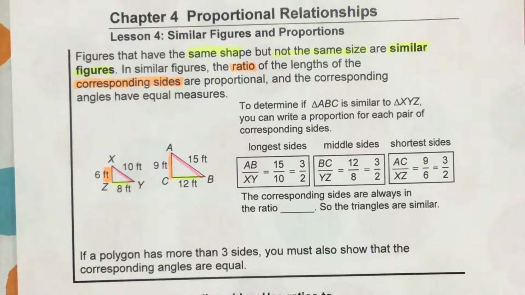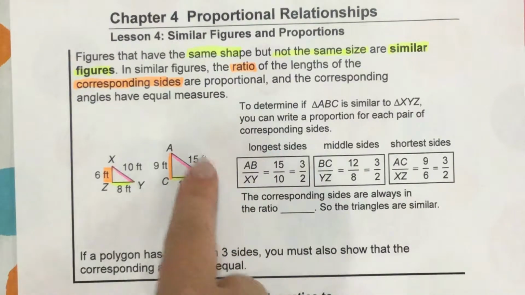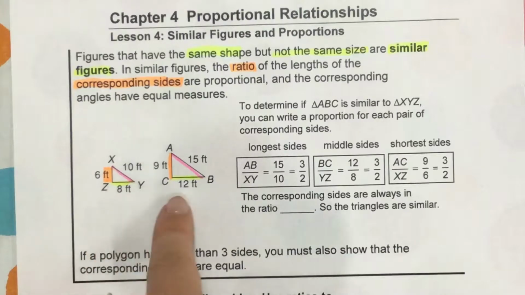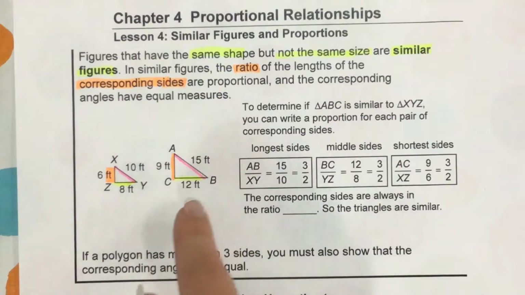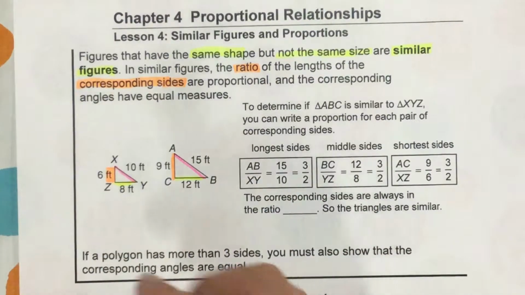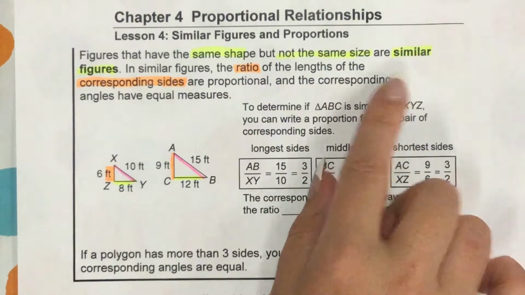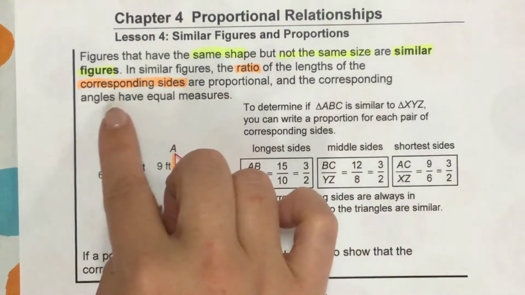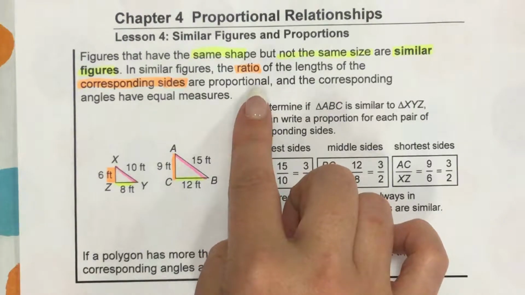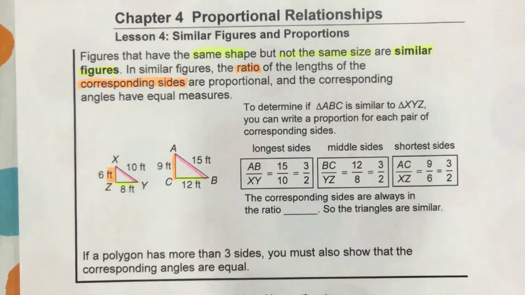So now that you understand what corresponding sides are, remember similar figures are figures that have the same shape. You see how these have the same shape, but they're not the same size. This one's obviously smaller and this one's bigger. I think about it like taking a triangle and putting it on a copy machine and blowing it up, making it really big, or shrinking it down. Those would be examples of things that would be similar. They have the same shape, but not necessarily the same size. So in similar figures, the ratio of the lengths of the corresponding sides are proportional, and the corresponding angles have equal measure.